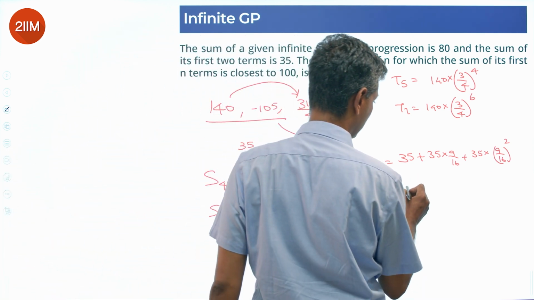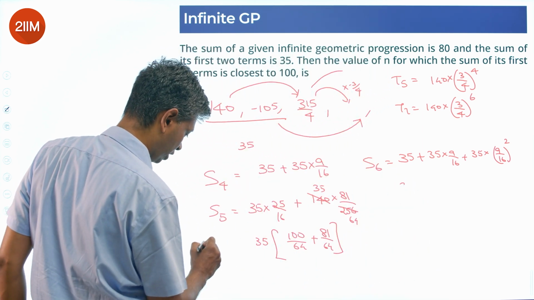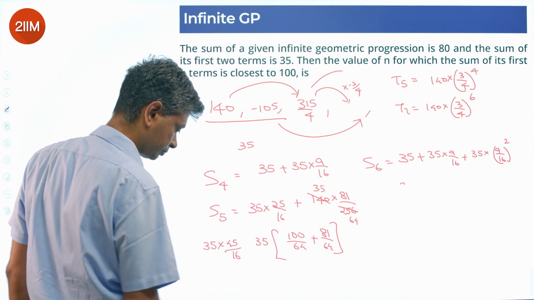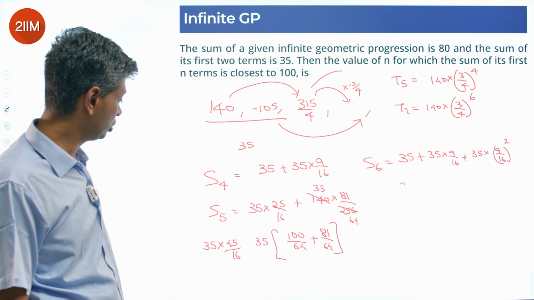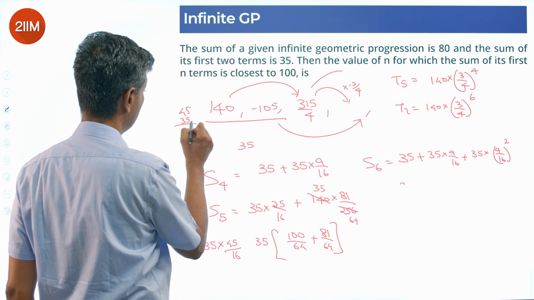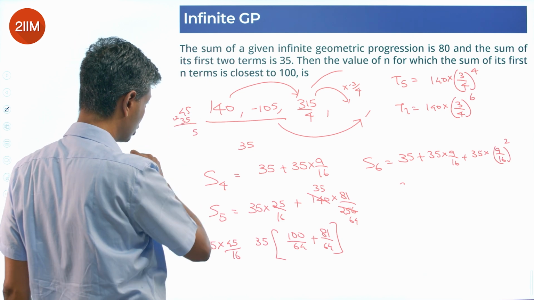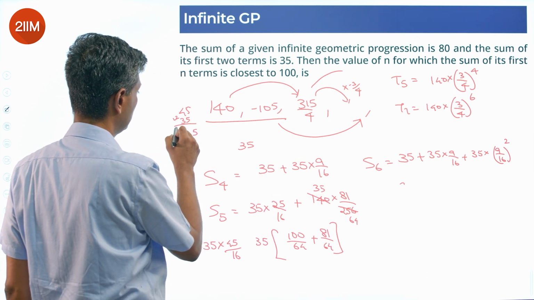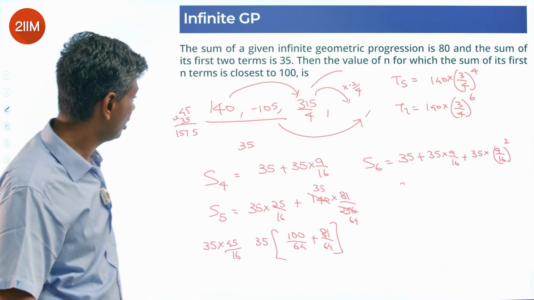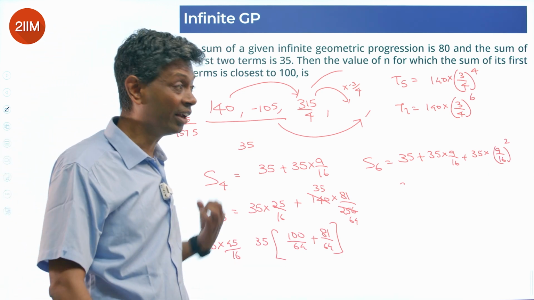This side is 35, let me find this number. 35 into 180 by 64, I can think of that. So 35 into 45 by 16. 35 into 45, let me do 35 into 45. 5 45s are 225, 45 into 3 is 135, 1575 by 16. 1600 by 16 is 100, so a little less than 100. It's not 180, it is 181.